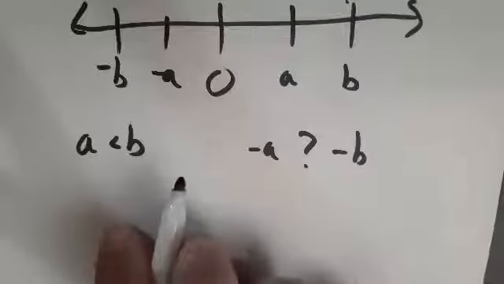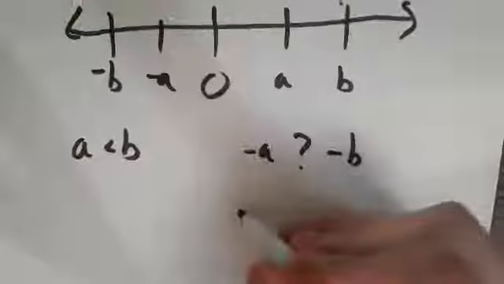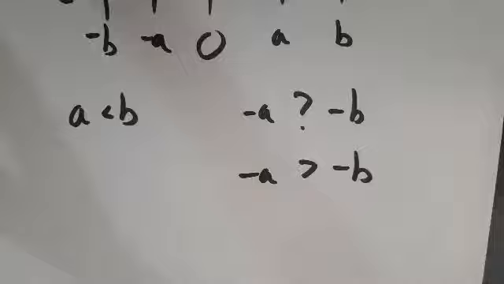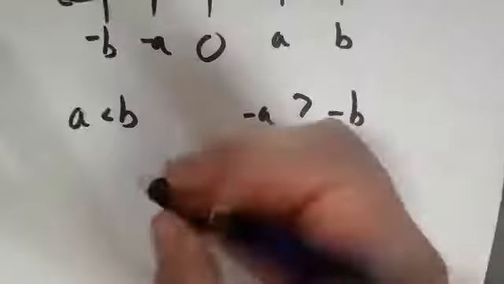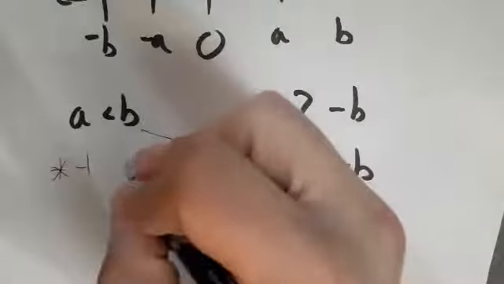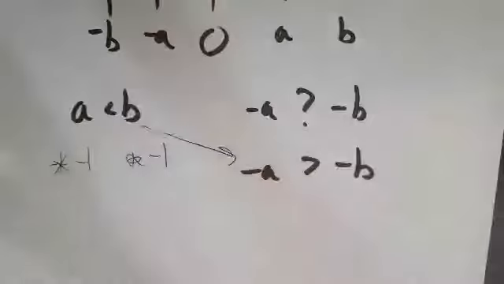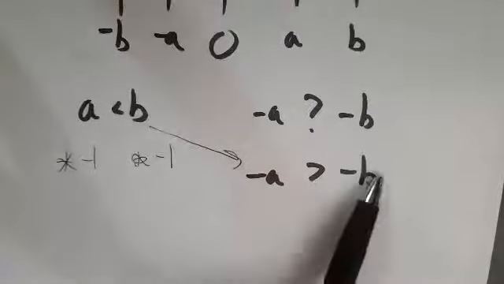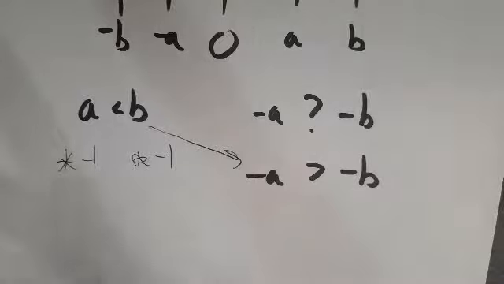And so if A is less than B, negative A is actually greater than negative B. How did we get from here to here? Well, if you multiply both sides by a negative, you also have to flip the sign. To get from A to negative A, you have to multiply by a negative. And to get from B to negative B, you have to multiply by a negative. And so we also have to flip the sign.